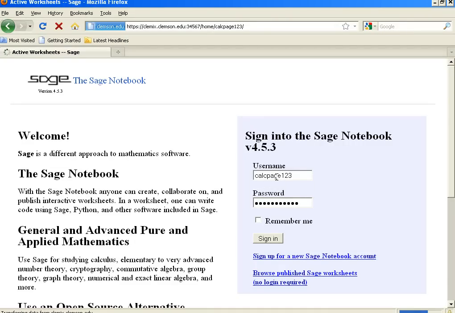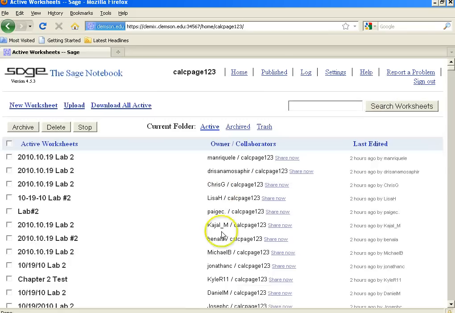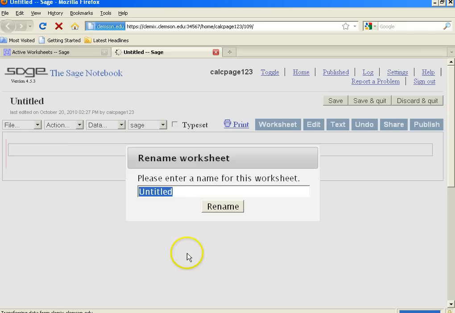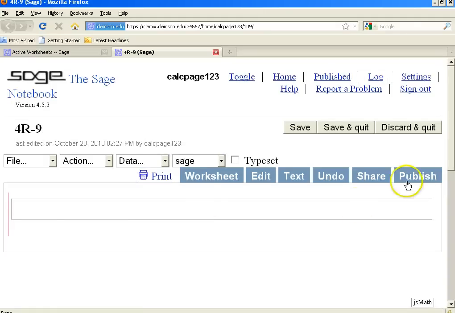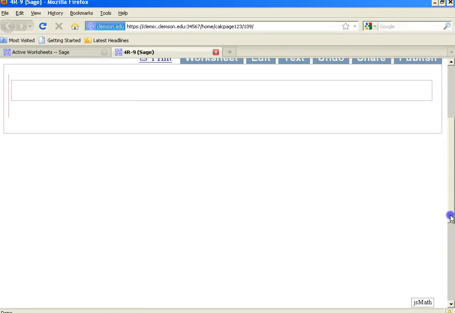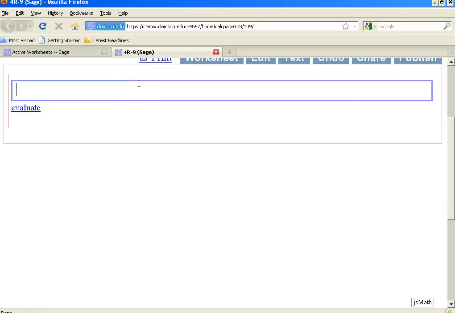Let me show you how you do this on SAGE. Okay, here we go. I have to make a little worksheet. Let's call it 4R period 9. This is beyond anything you could dream. This is beyond Colossus. All right, let's do the same thing we just did. I'm going to do solve.